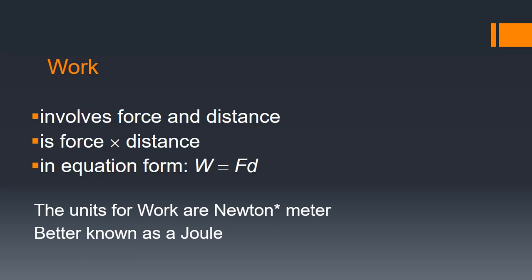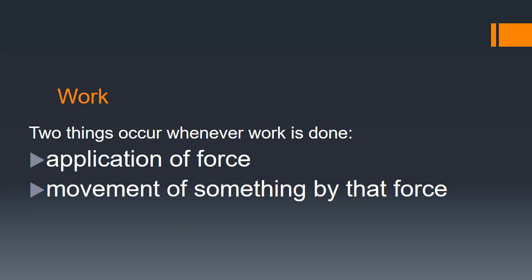When multiplied, the label becomes a newton meter. In physics, this is shortened into a joule. So work is measured in joules, just like energy. This makes sense since we defined work as a change in energy to begin with. So just to be clear, two things must happen for work to be done. First, there must be some application of a force. And second, something must move.